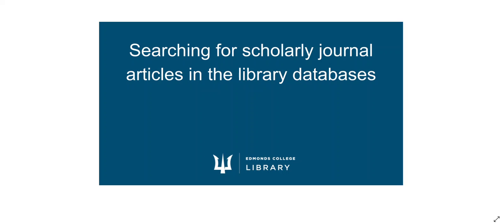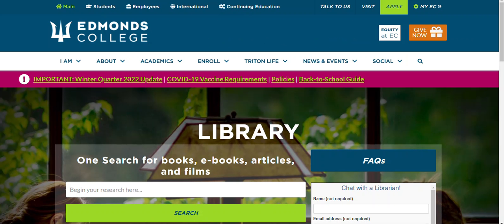I am the librarian that works with the English 102 classes. This video will walk you through how to search for scholarly journal articles using one of our library databases. So let's get started. We're going to start on the library homepage.